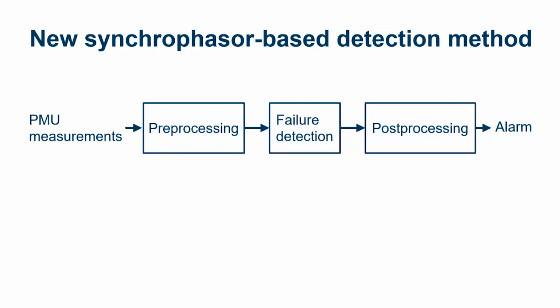Most of what I'm going to talk about in this algorithm is distinguishing between actual power system events and these transformer failures. The way that we do this is we start with voltage magnitude and angle, do some pre-processing on them, and then there's some logic to detect a failure, and then some post-processing to make sure we're not false alarming, and then ultimately produce the alarm to the operator or engineer. Next slide, please.